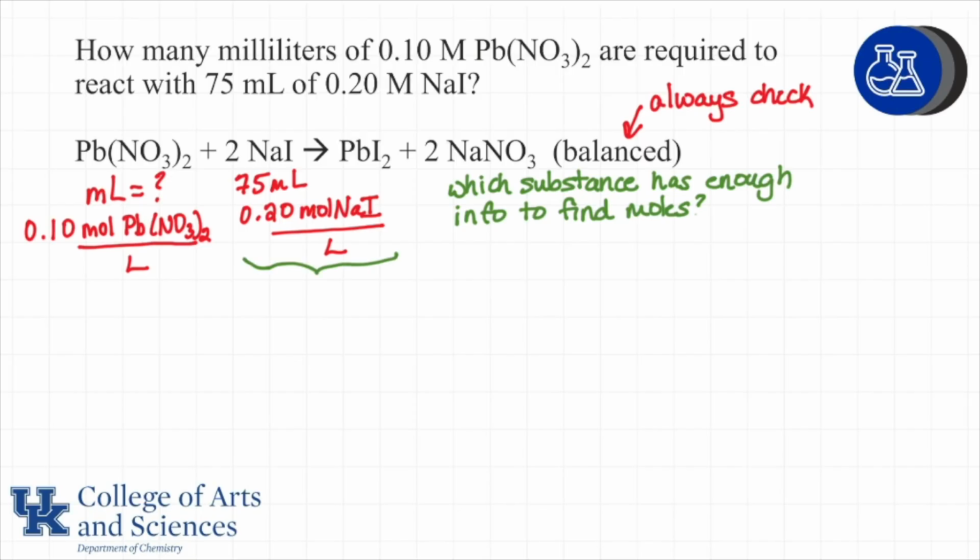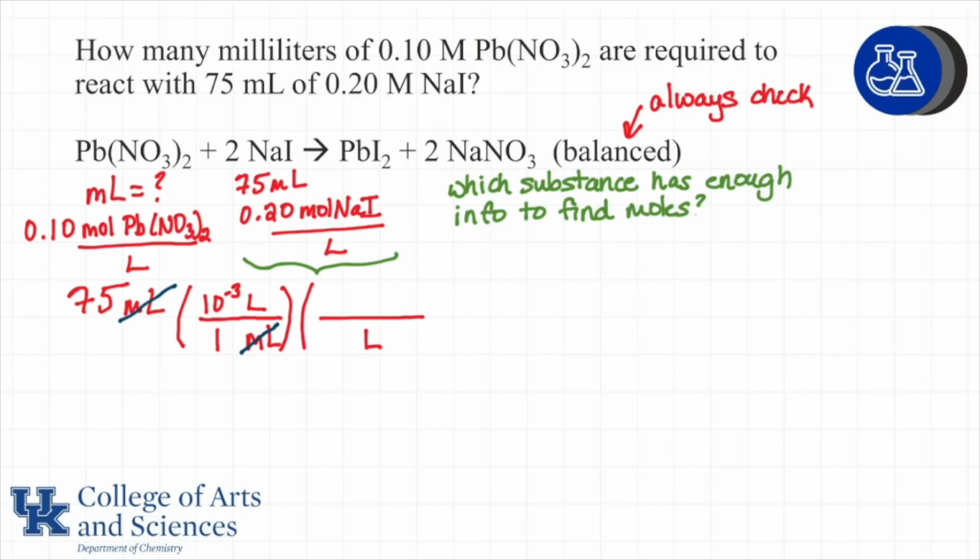I'm going to start with my 75 milliliters. Then I'm going to use my metric prefixes, put the 1 with the prefix, put the meaning with the base to convert to liters. Milliliters will cancel out. I'm going to have liters on the bottom and moles on top using my molarity of the NaI. Now liters will cancel out.